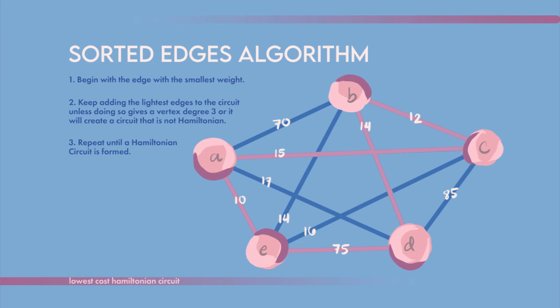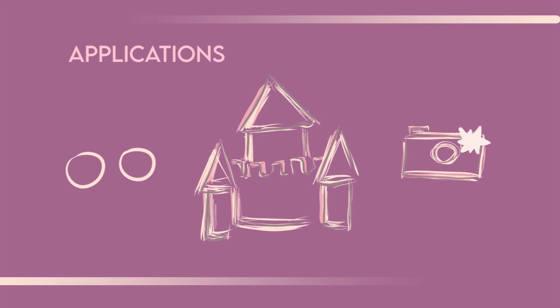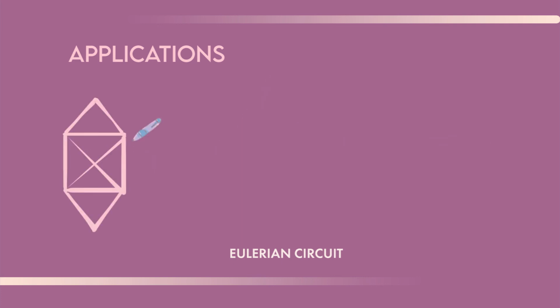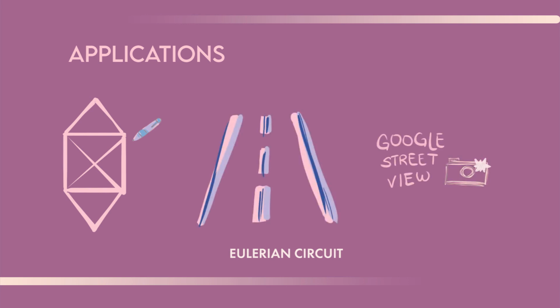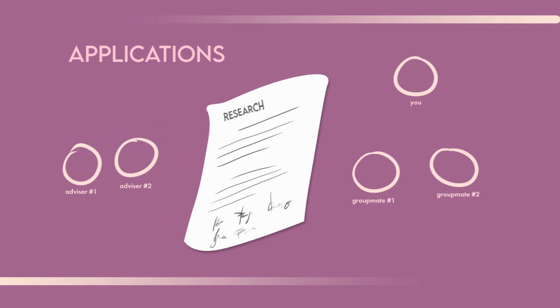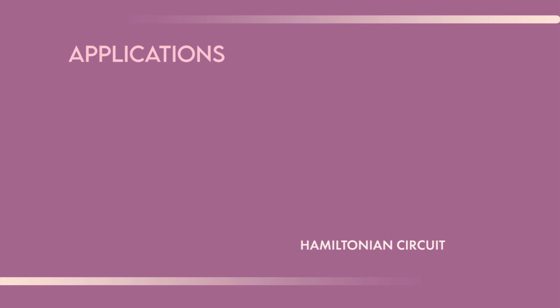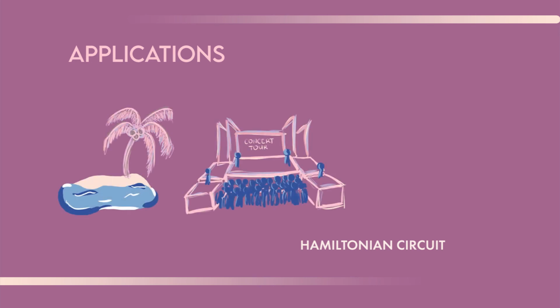Going back to our weirdly specific examples, the scenic route where you take pictures of your sister is an example of an Eulerian circuit. Other applications include the line drawing minigame, where you don't lift the pen from the paper, road surface marking, and the Google Street View feature. Having to get everyone's signature in pen ink is an example of a Hamiltonian circuit. And other applications of the Hamiltonian circuit include vacation and tour planning, as well as bus routes.